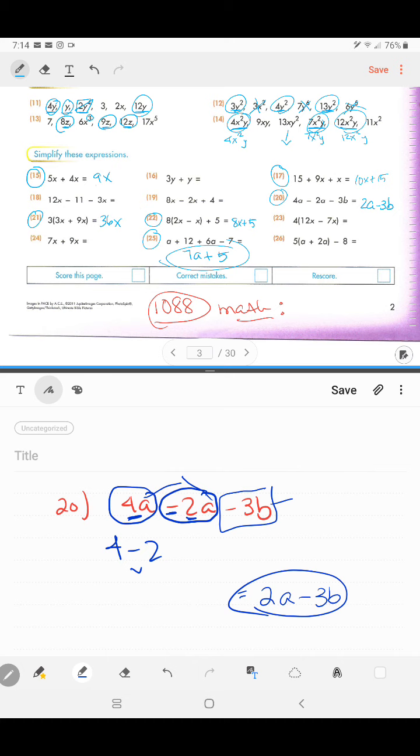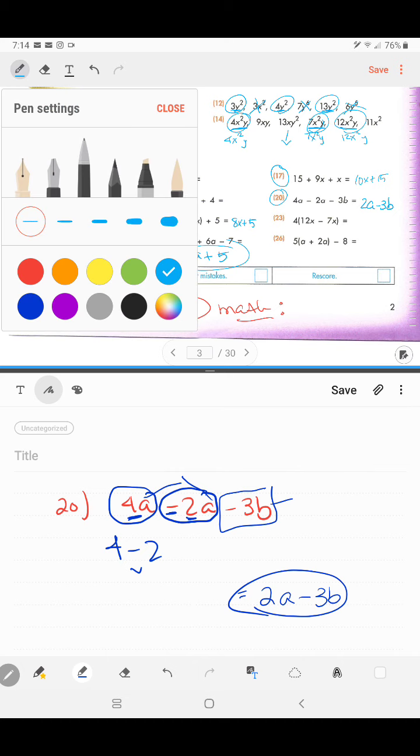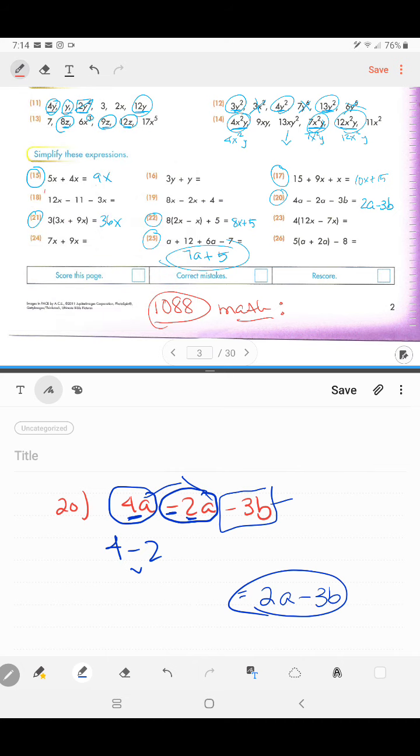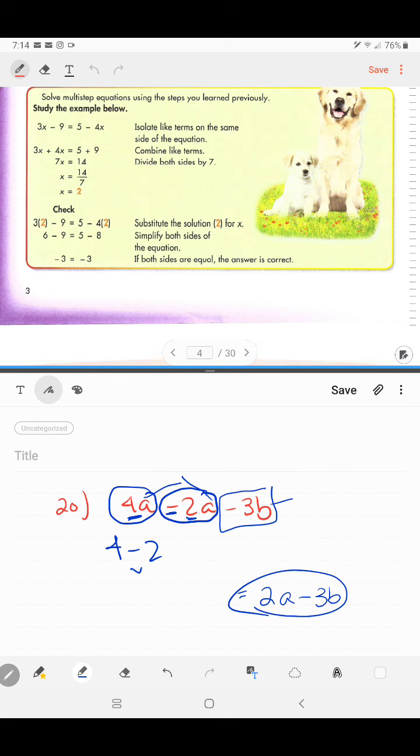Okay, so you guys are responsible for the ones I didn't do. I did one of each, so you guys should have an example of each of those. Okay, next.